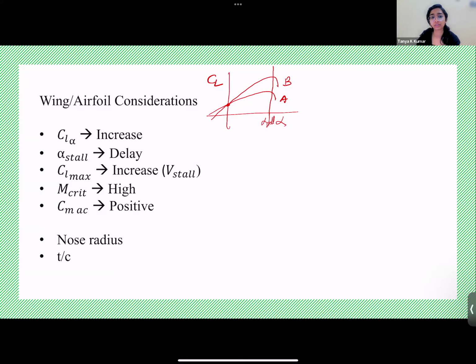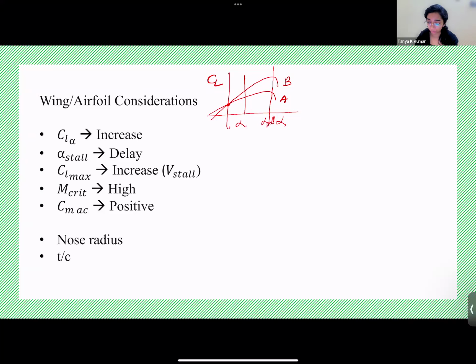Yes, so Shreyas says we need a higher CL alpha for generating more CL for increasing alpha. Correct. So that is one reason, because for the same alpha, your A airfoil gives you lesser lift than B airfoil, correct? But yes, delaying stall speed is also a correct answer. Can you try to explain that a little? Because according to this graph, the stall angle of attack for both the airfoils is the same. So how is the stall speed delayed? It's not delaying the stall speed, right?